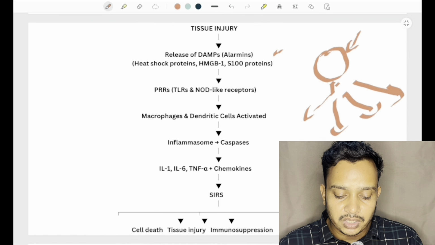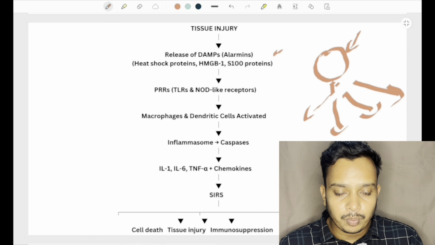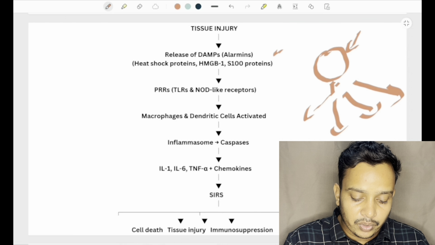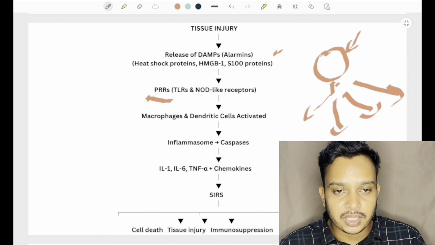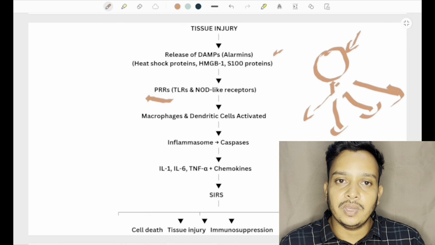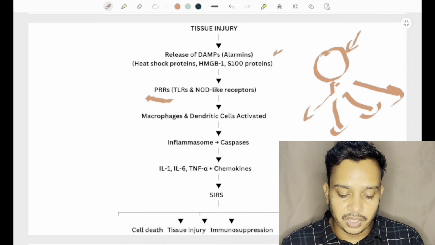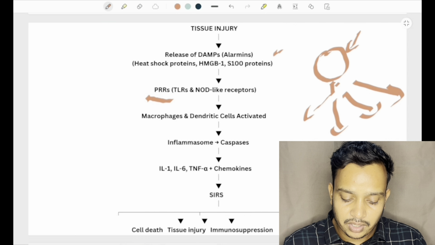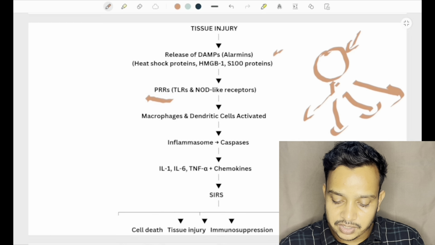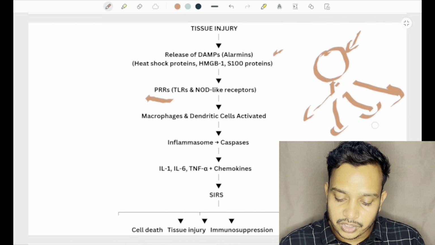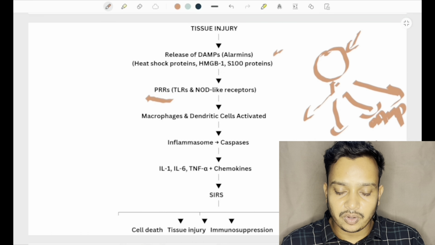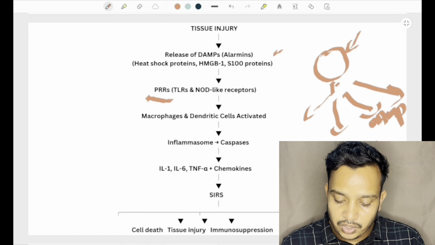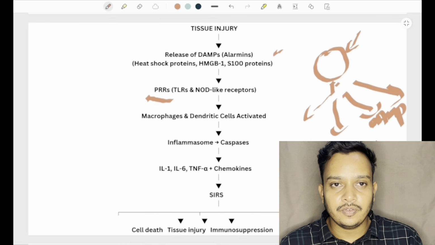So whenever there is a tissue injury, multiple damage associated molecular proteins are released. These are recognized by pattern recognition receptors, such as toll-like receptors and NOD-like receptors. Where are these pattern recognition receptors present? They are present on macrophages and dendritic cells. So our damage associated molecular proteins are sensed by the pattern recognition receptors present on the macrophages. These are the same types of innate immunity.